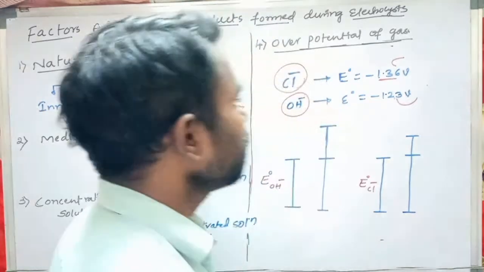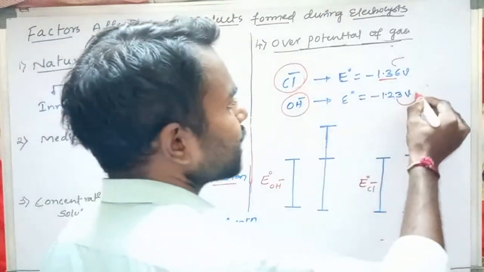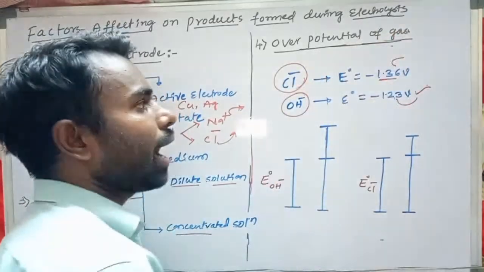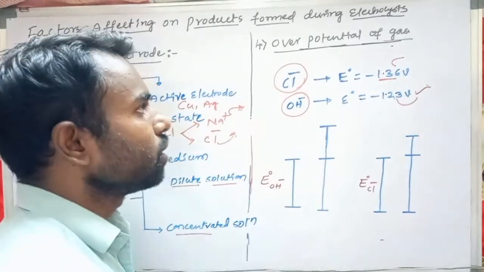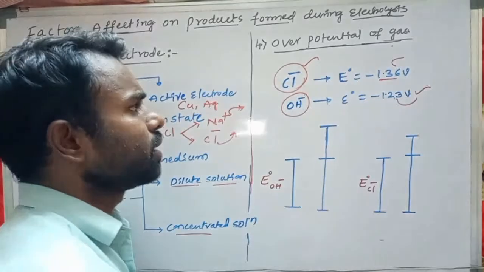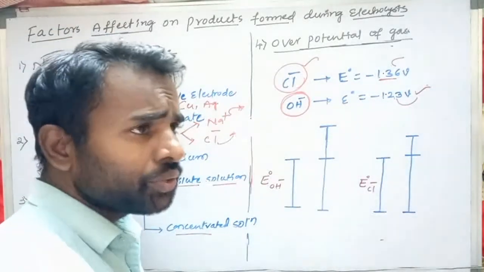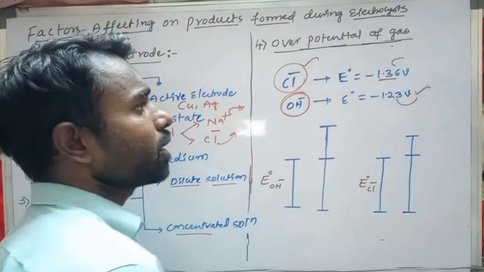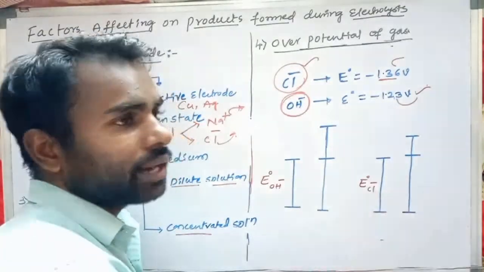Now see here, in these two, which has more oxidation potential? OH minus has more oxidation potential. Means the OH must deposit on the anode electrode, but OH does not deposit on the anode electrode. Cl will deposit on the anode electrode. So what is the reason for that? Due to the over potential of OH minus ion, the Cl minus ion will deposit on the anode electrode when these two ions are present in the given electrolytic solution.